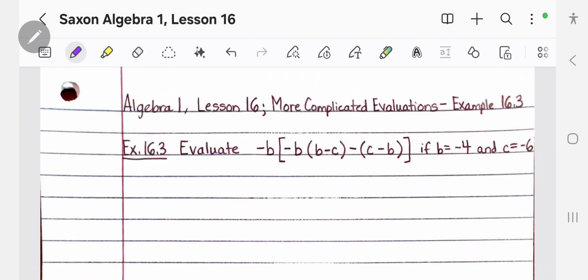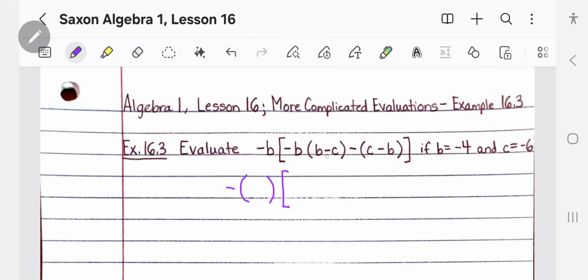This is Algebra 1, Lesson 16, More Complicated Evaluations. We're doing example 16.3. I'm going to substitute a -4 for B's and -6 for C's. But first I'm going to copy everything down with some parentheses.